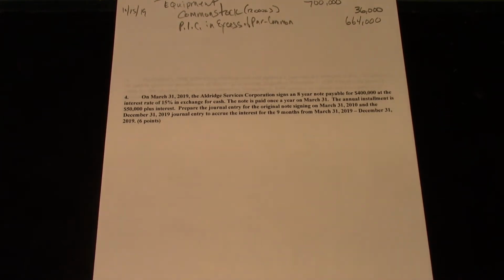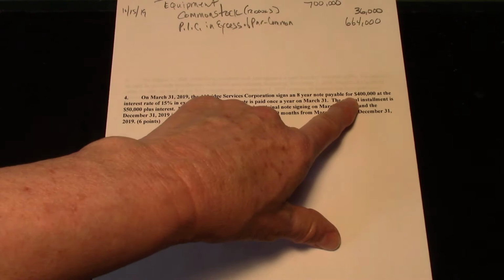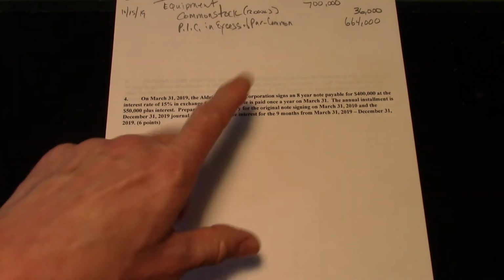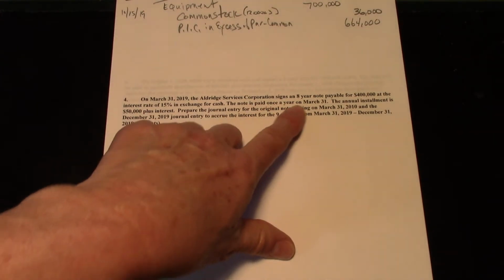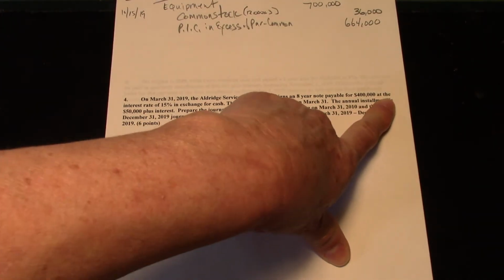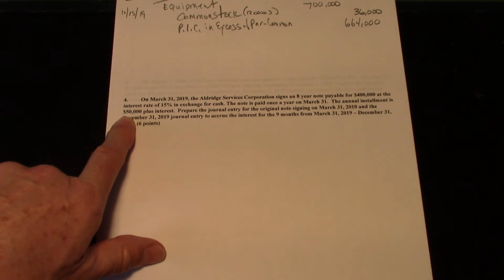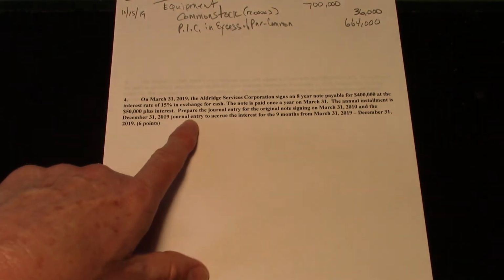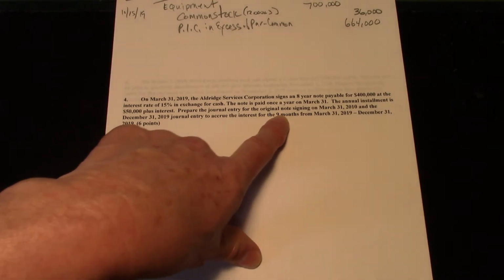Oh, we've got a note payable. Alright, so here's another note payable. Maybe we'll have some interest on this. March 31, Aldridge Services signs an 8-year note payable for $400,000 at the interest rate of 15% in exchange for cash, so a cash note this time. Notes paid once a year, March 31st. Annual installment is $50,000 plus interest. Prepare the original note and the journal entry to accrue the interest for the 9 months.